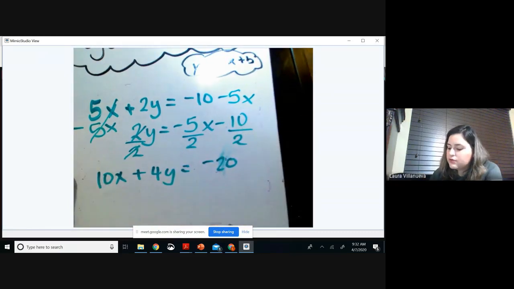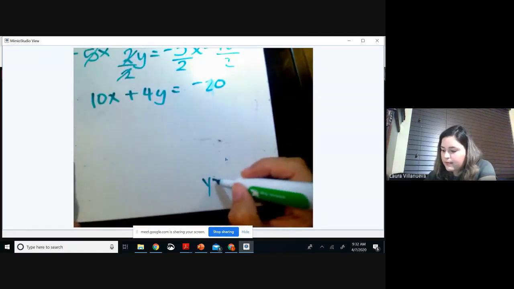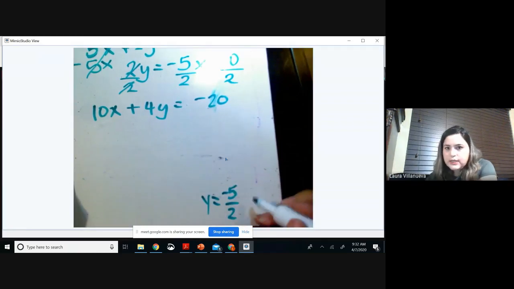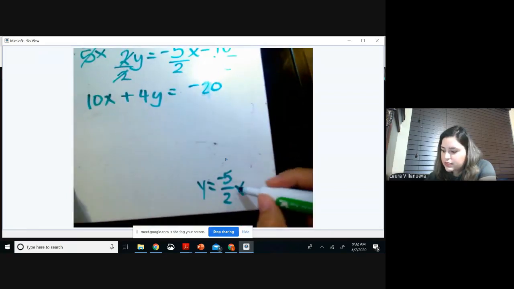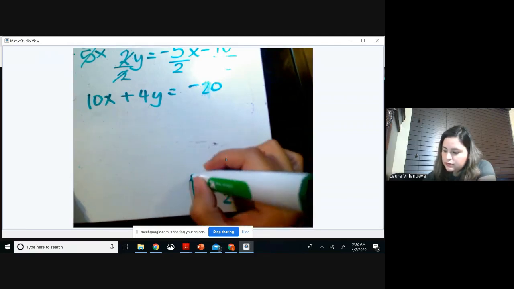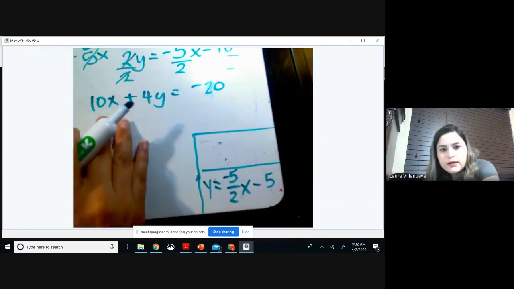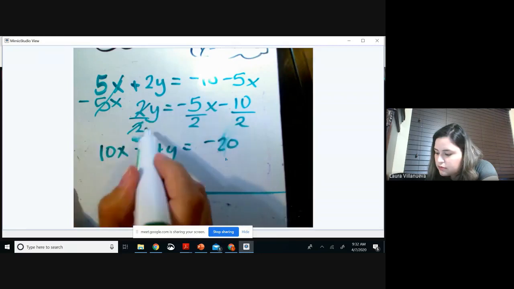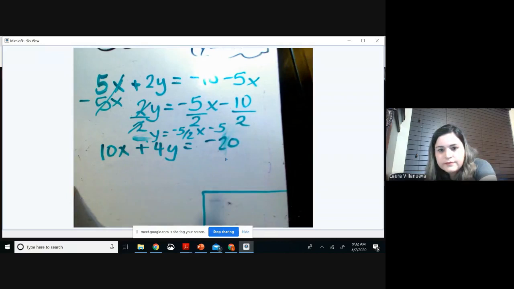So then I'm just going to rewrite it down here. It's y equals negative 5 over 2 x minus 10 over 2. 10 over 2 is 5. So that's one of my lines. I'll put the other one right here again. So y equals negative 5 over 2 x minus 5.